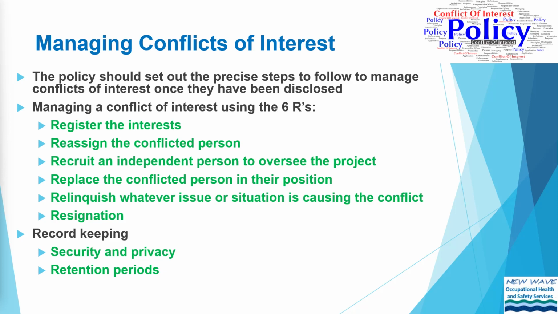But the 6 R's is just an example of how to handle conflict of interest. You should manage conflicts in a way that suits your organization. Having managed the conflict, you should pay attention to record keeping for legal and human resource purposes. And as the records often involve private information, you should have a definite time at which the records are destroyed.